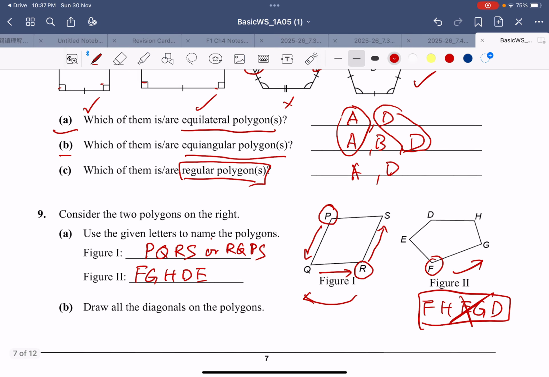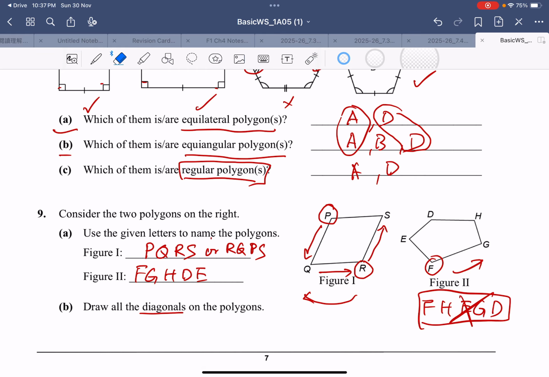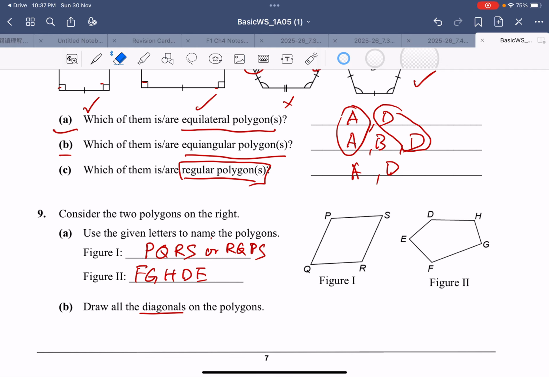And then you draw all the diagonals. What do we mean by diagonals? Diagonals is joining corner to corner. Okay. For example, I draw some diagonals on figure 1. From corner P, you can draw a line through P to R. And also one line from Q to S. And no more other lines can be drawn, right? So you have 2 diagonals for figure 1.